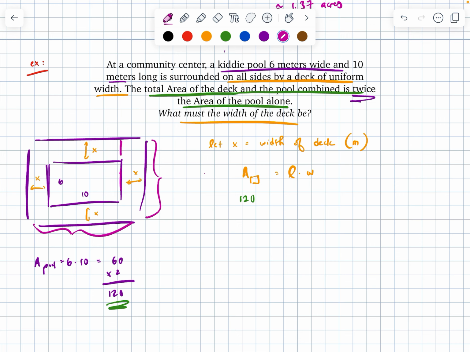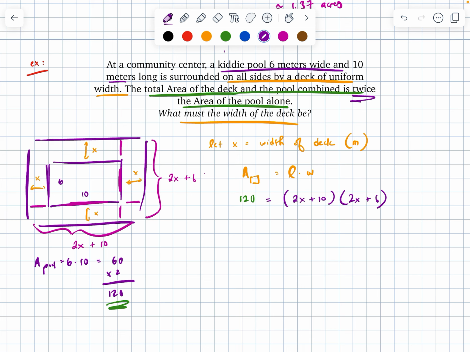Well, to get all the way up and down, I would need to travel x across from the deck, 6 across from the pool, and x across from the deck down there, which gives me 2 x's plus the 6 from my pool. All the way across, I go x across, plus a 10, plus another x. So I've traveled across 2 x's and a 10, which tells me that 120 should be equal to the product of that 2x plus 10 and that 2x plus 6.